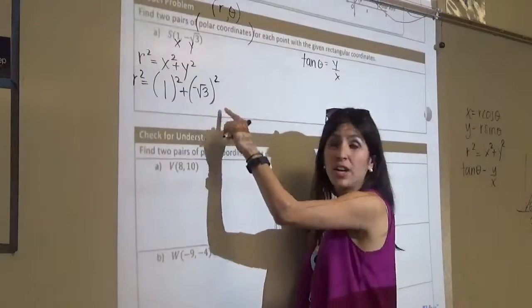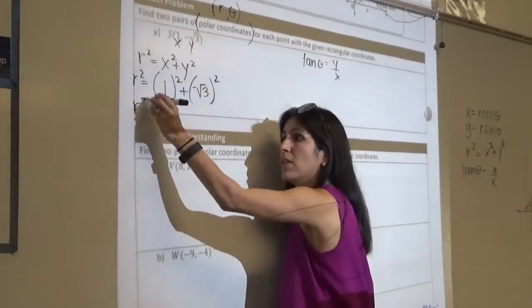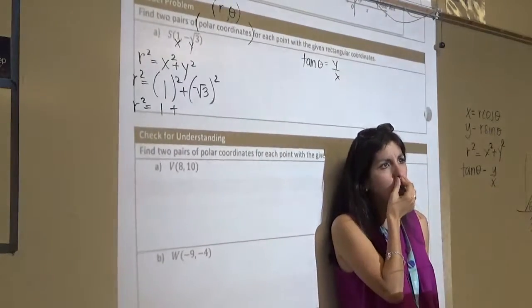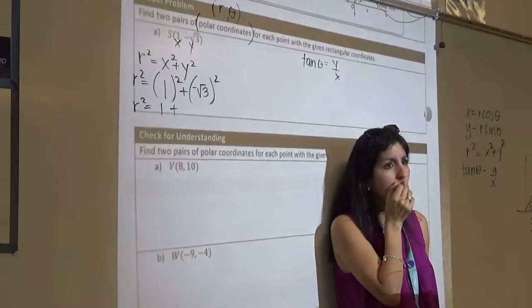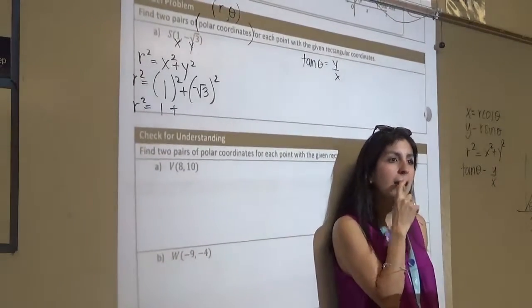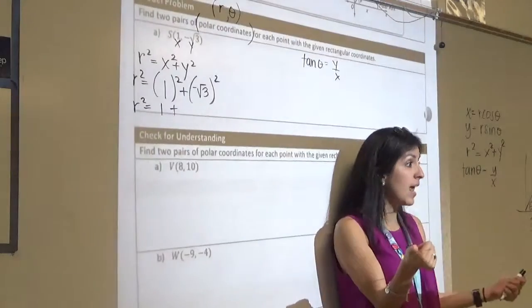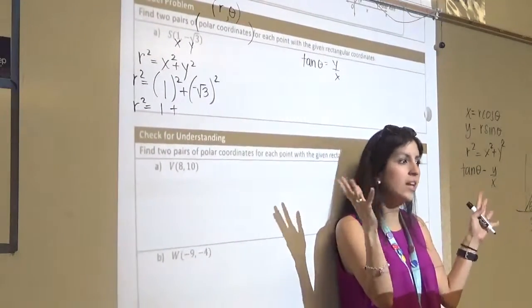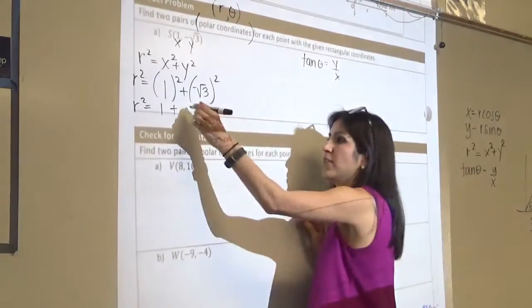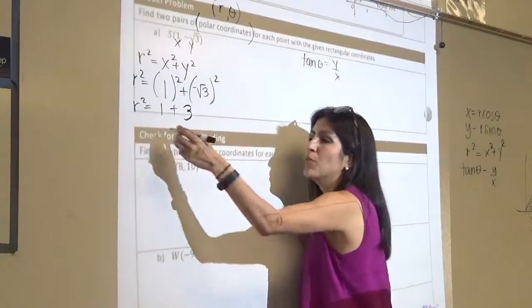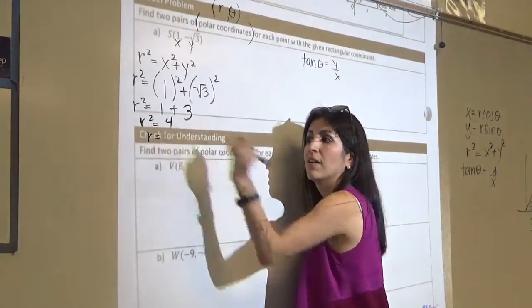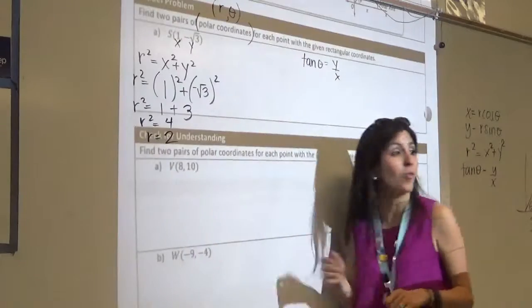Some stuff cancels over here. Let's do the 1 squared first. What's 1 squared? 1. What's negative square root of 3 squared? Positive. Negative square root of 3 times negative square root of 3. Two negatives cancel. Square root and square cancel. I'm left with 3. What's 1 and 3? So r is 2. Square root.